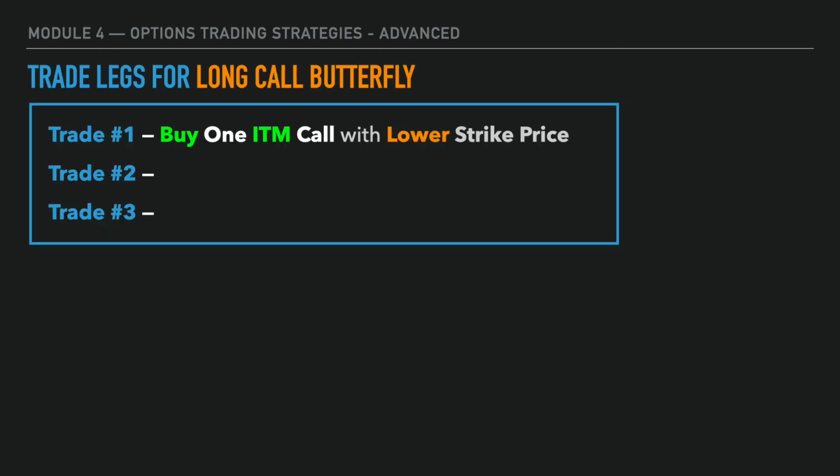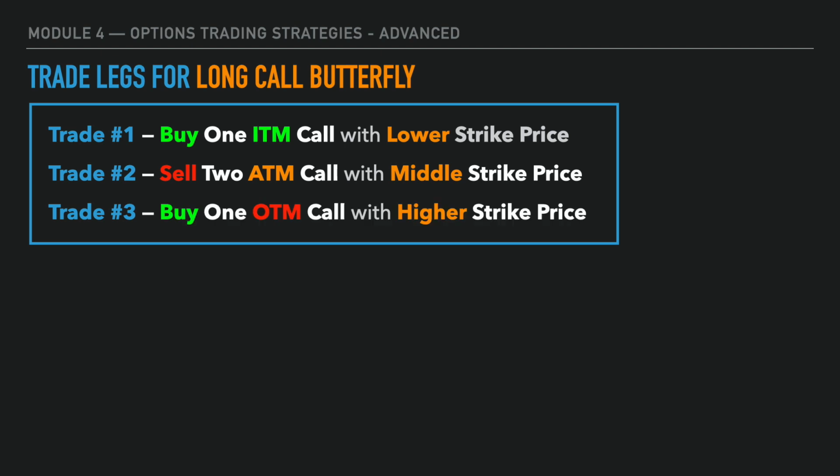First, you buy one in the money call option with a lower strike price, then you sell two at the money call options with the middle strike price. This price should be the same or very close to the current underlying stock price. And at the same time, you buy one out of the money call option with a higher strike price. So basically, there are only call options, no put options involved.